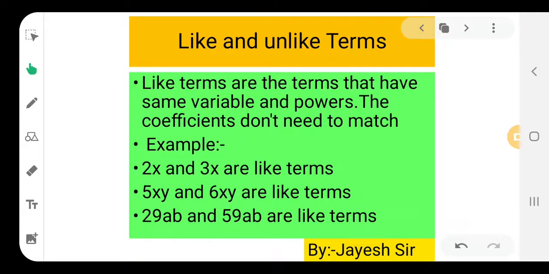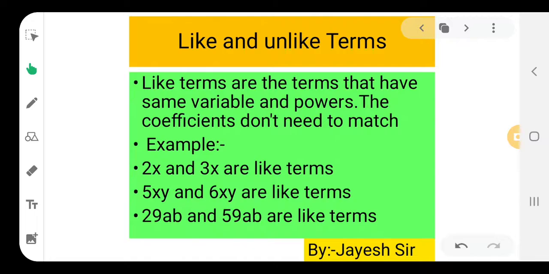Let us understand it here. Like terms are terms that have the same variable and powers. The coefficients do not need to match. What does that mean? The variables and powers should be the same, but the coefficients can differ.